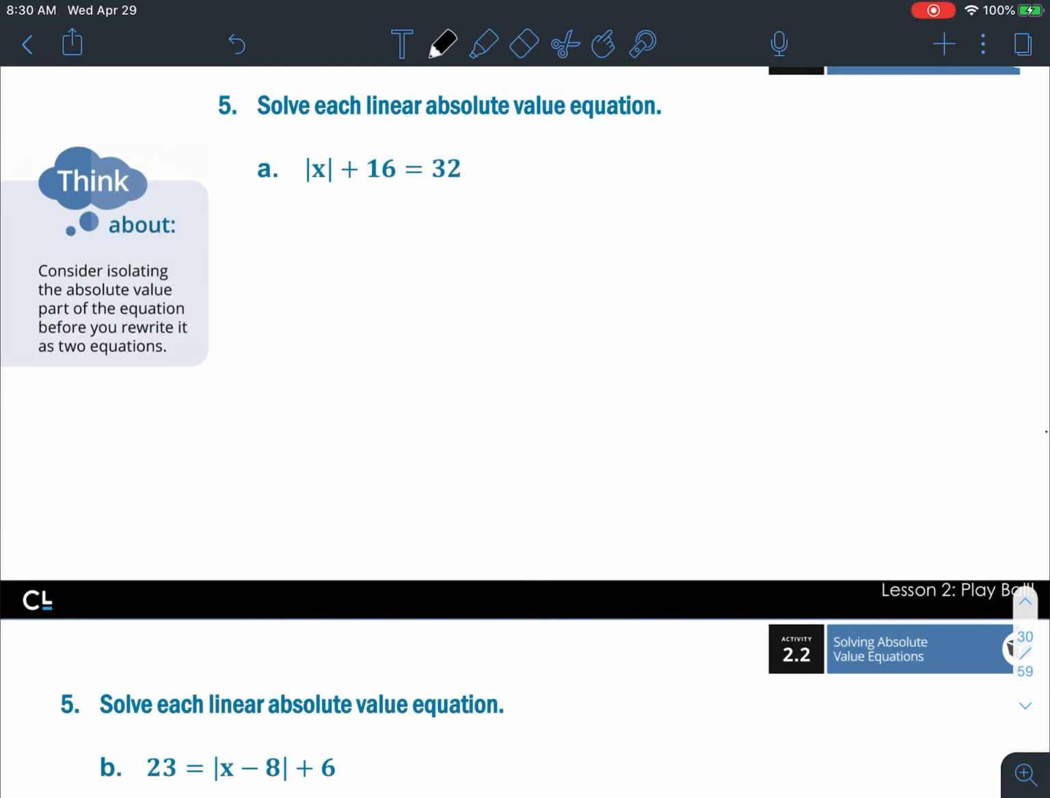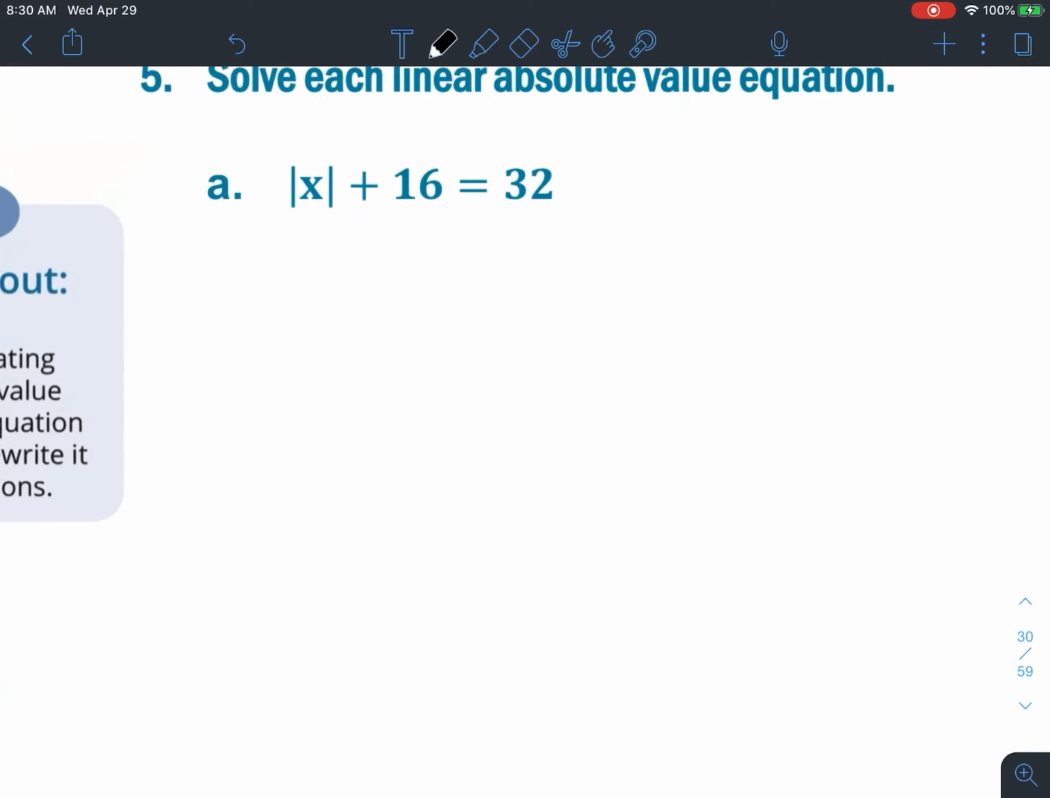So it's asking us to solve each linear absolute value equation. Some of these can have one answer or two answers. So this one, absolute value of x plus 16 is equal to 32. Excuse me. We can look at it two ways. Either you know this in your head, or you can do a little longer math.